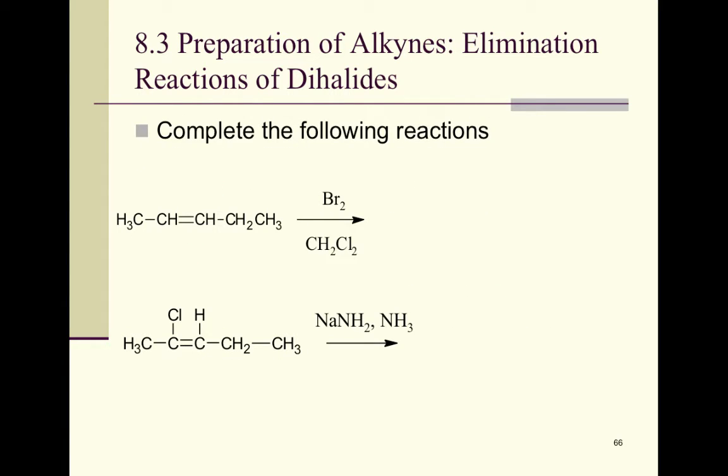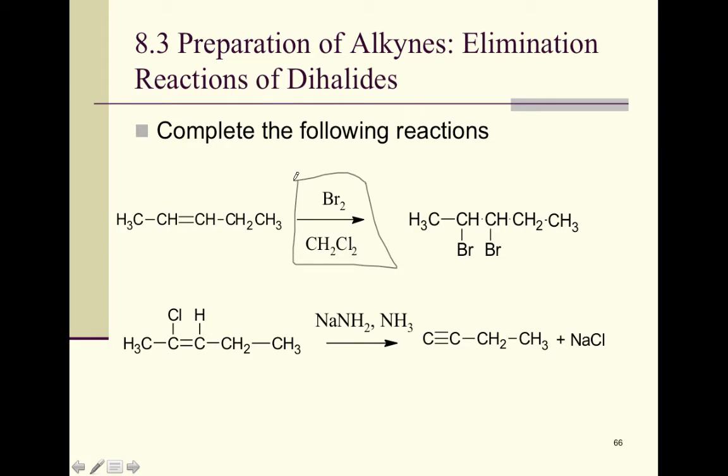Complete the following reactions. Go ahead and pause the video, come back, and see how you did. This set of reagents, when you have a carbon-carbon double bond, has Br adding across the carbon-carbon double bond. This set of reagents is going to cause our vinyl chloride, because the chloride is on the vinyl position, to form a triple bond. Oh, looks like I'm missing a hydrogen here. Let's throw that in.